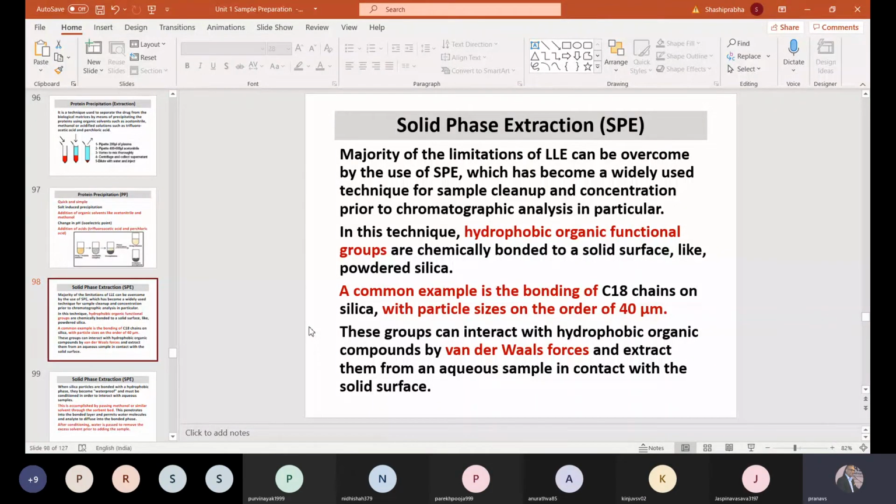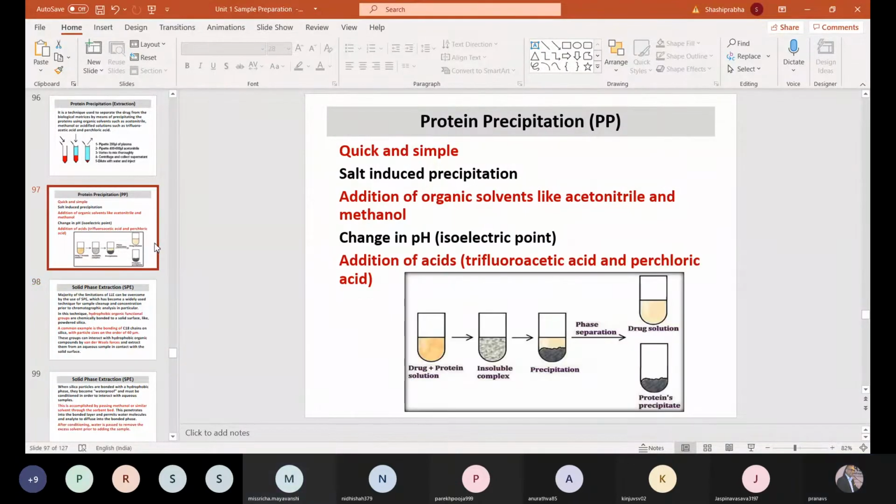Yes. Can anybody tell me where we stopped last time, last Wednesday? We completed with protein precipitation. Sir, this was not done. This was not done. Okay, this was done. Yes, protein precipitation was done. Okay.